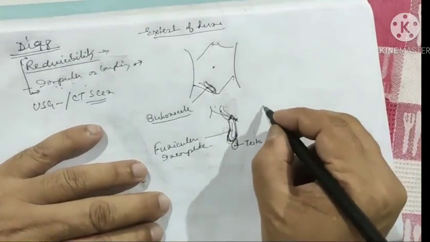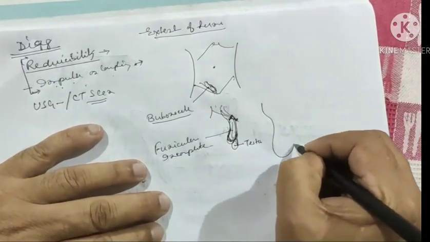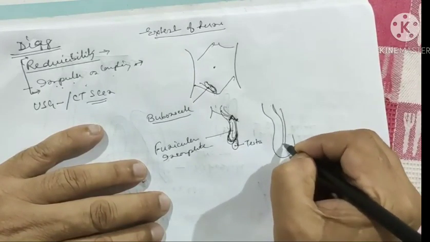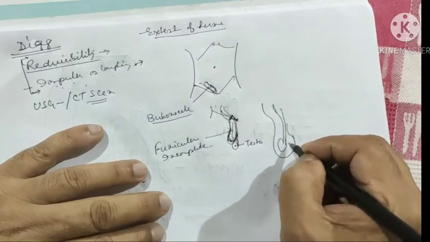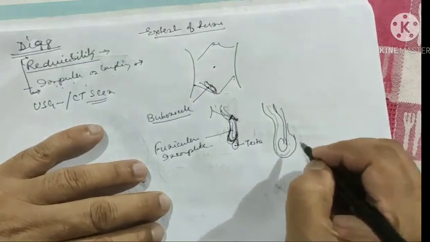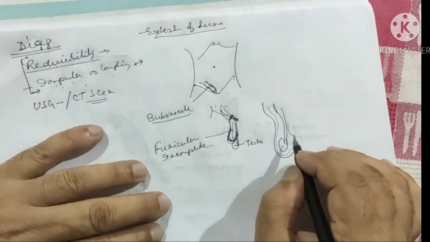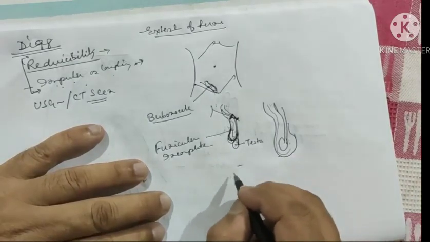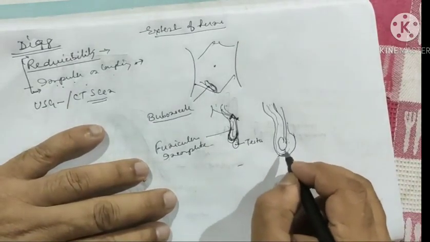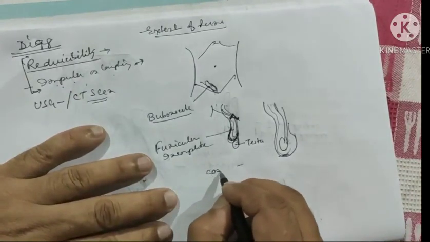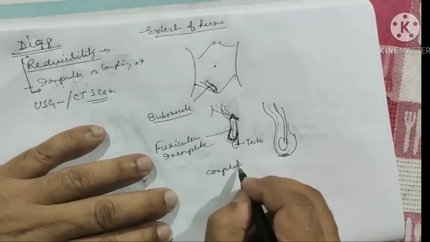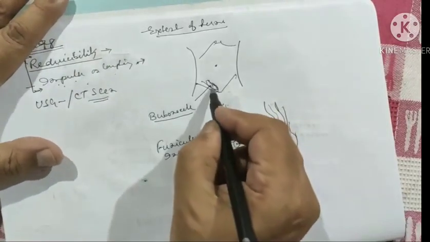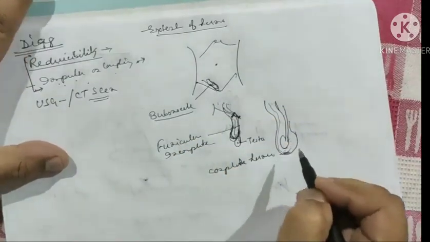And sometimes this hernia may go up to the bottom of the testis. In that case, sometimes you may not be able to feel the testis separately. So it goes up to the bottom of the scrotum, below the testis. This is known as the complete hernia. So you have seen that one is the bubonocele, incomplete and complete.